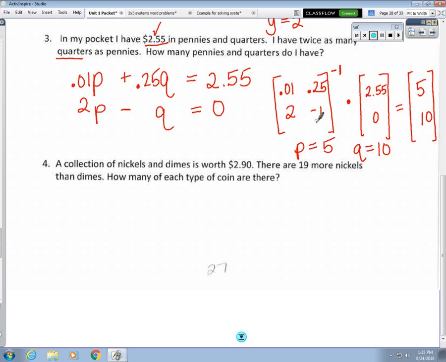A collection of nickels and dimes is worth 290. Okay, how can you write an equation to represent that? Is that it? 0.05n plus 0.10d. Right. Since 290 is a dollar amount, you need to put the value of a nickel, which is 5 cents, 0.05, and the value of a dime, which is 10 cents, 0.10. Now, our second statement says there are 19 more nickels than dimes. Any idea how I'm going to write that? There are 19 more nickels than dimes.